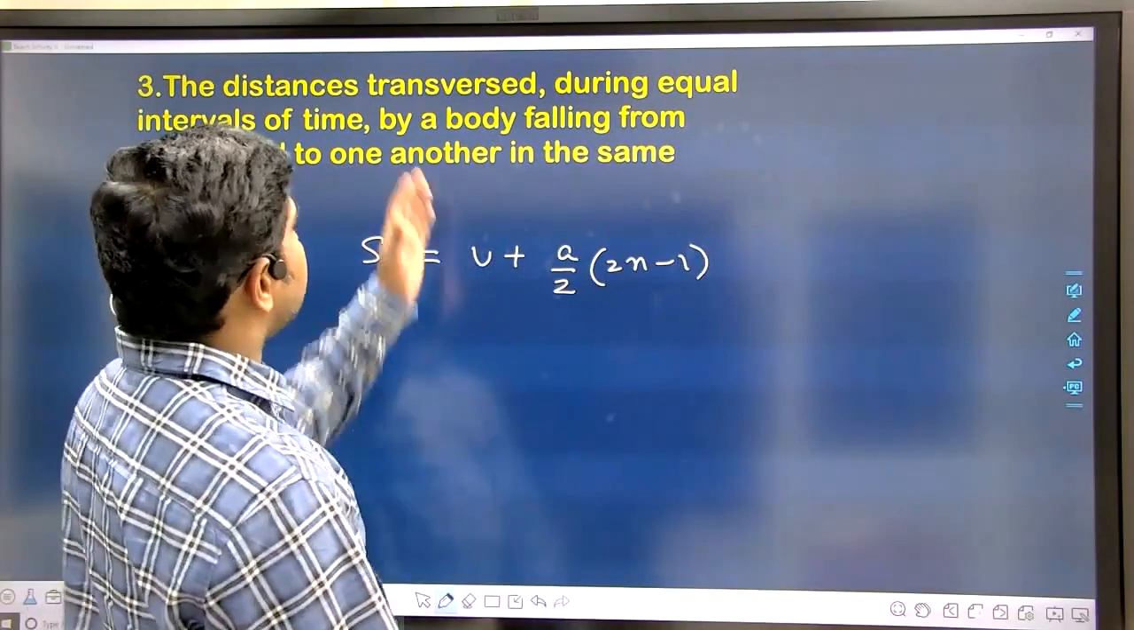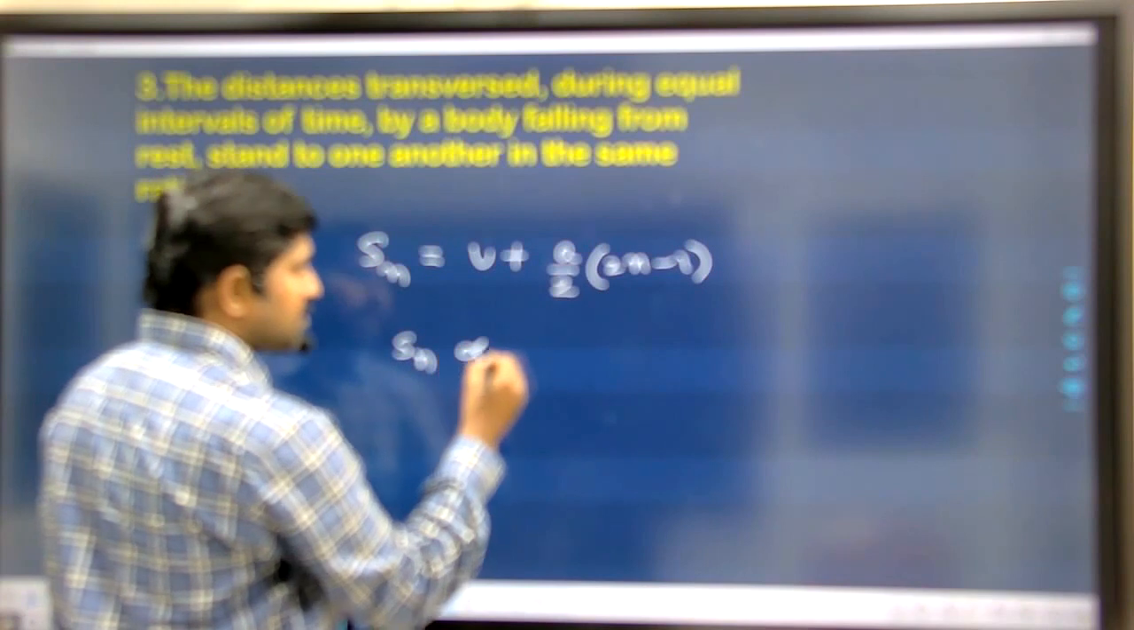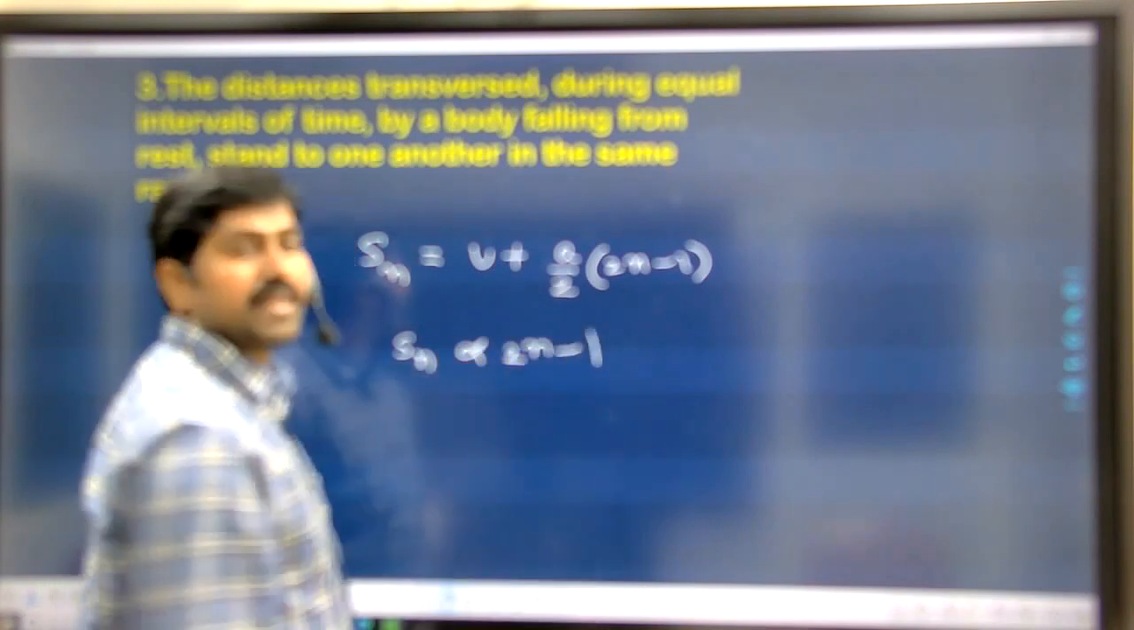And of course, here the ball is falling from rest only. That means u becomes 0. So Sn is proportional to a, the acceleration. Acceleration due to gravity is constant. So Sn is proportional to 2n minus 1.